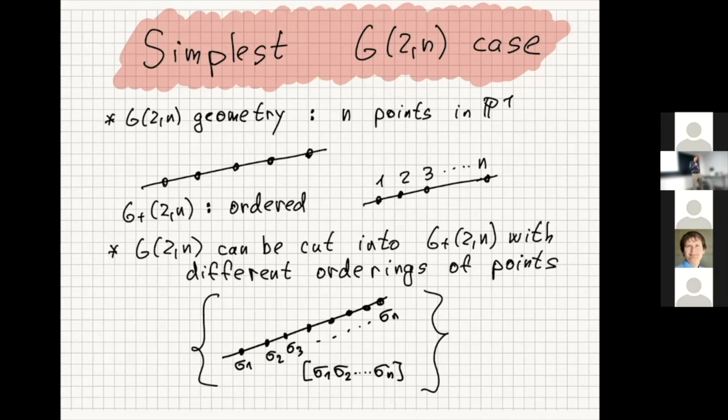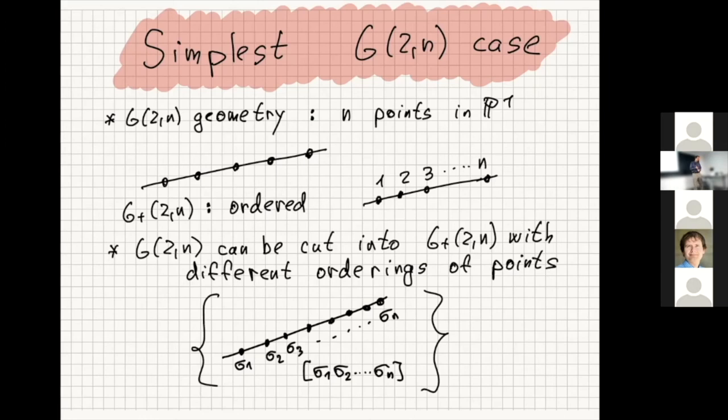If you have G(2,n), we know that it's endpoints in P^1, so endpoints on a line. And now the positive Grassmannian says that these endpoints are ordered 1 to n. But if you consider endpoints on a line, they are always ordered in some way. So you can always decompose the space into a collection of all possible orderings of these endpoints. The space can be triangulated in terms of small positive Grassmannians with different orderings.